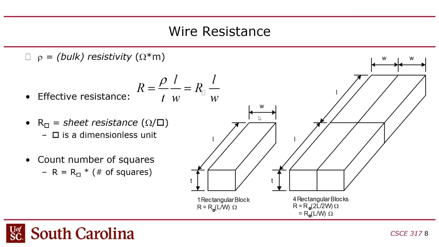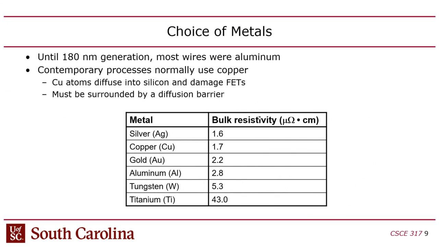So the resistance is just R sub square times the length over the width. So if you count the number of squares, then multiply that by the sheet resistance, you get the wire resistance. That's pretty much it for the resistance. We still have to get to the capacitance, but the resistance is pretty straightforward. Once you know the bulk resistivity of your metal, and of course the layout of the wire, you're good to go.